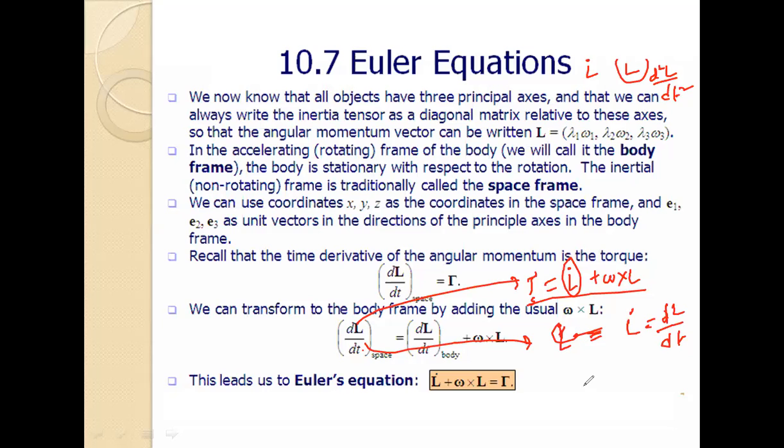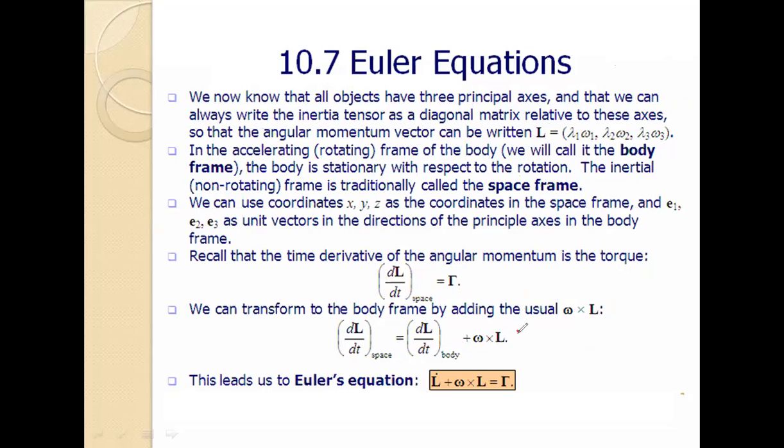Okay, that's what I mean, it doesn't matter. Up to here, this is fine. This is okay. You just remember this equation, called the Euler equation.